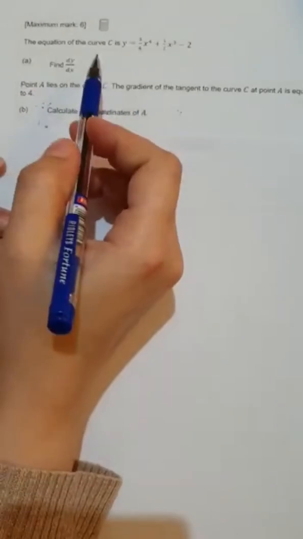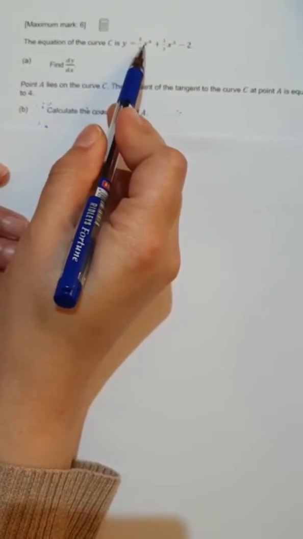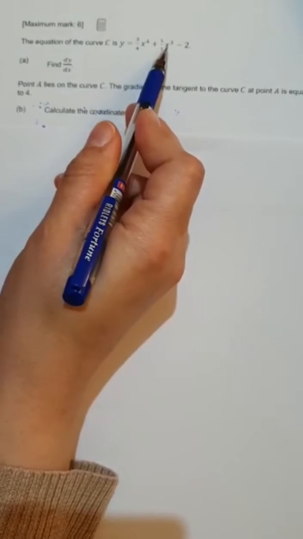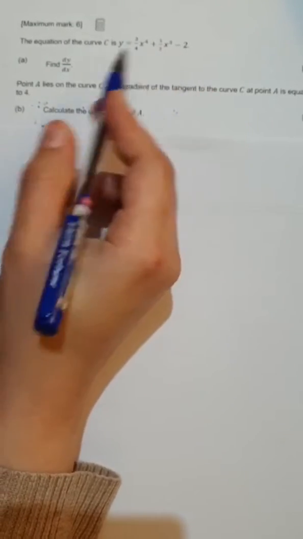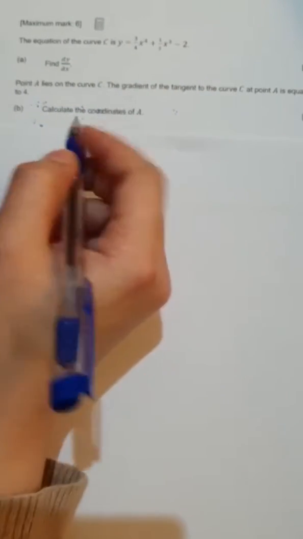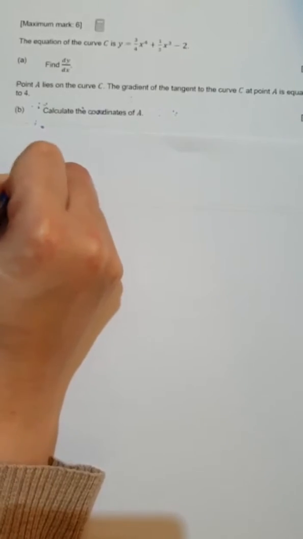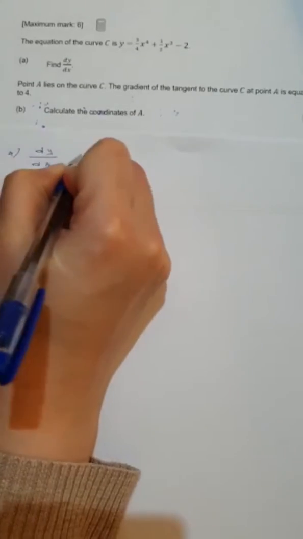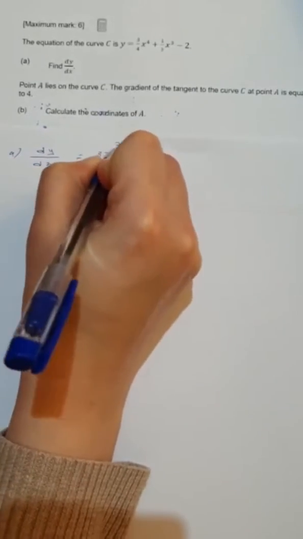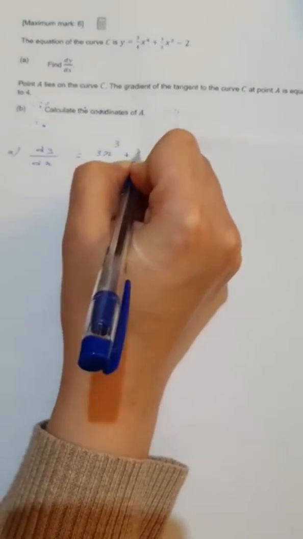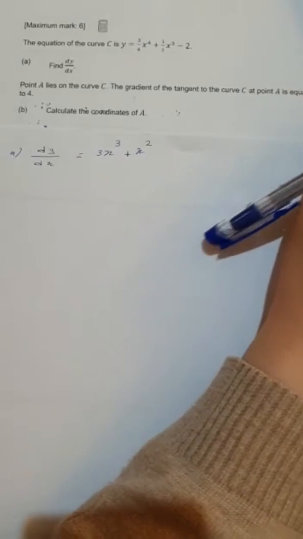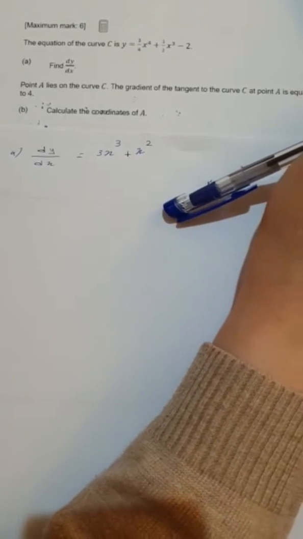We have the equation of a curve C: y equals 3 over 4 x to the power 4 plus 1 over 3 x to the power 3 minus 2. We need to find also the derivative of this function. So the derivative of this function, which is part A, will be 3x to the power of 3 plus x to the power of 2. And I'm going to go on to part B in this question.